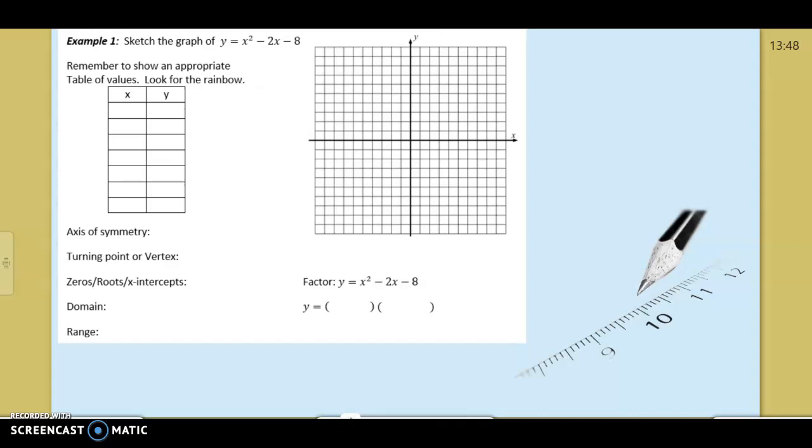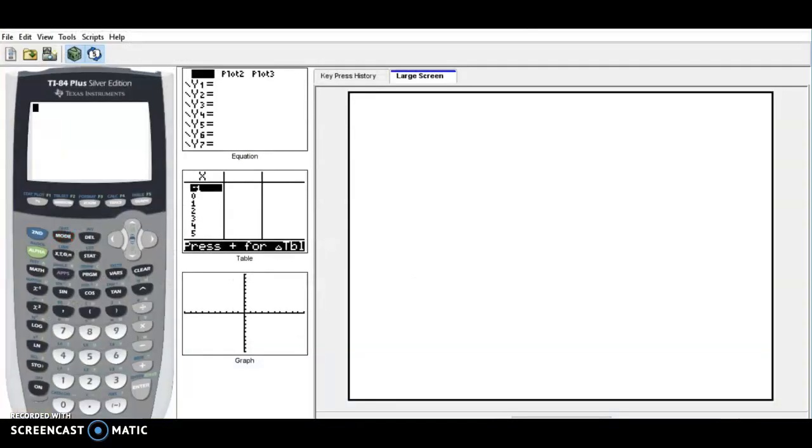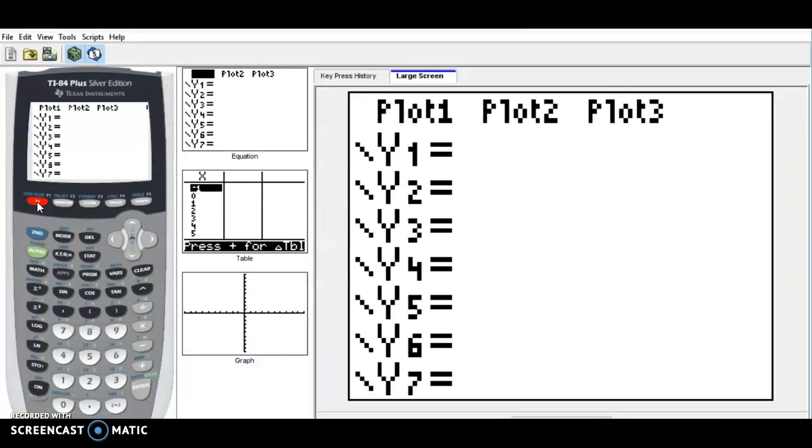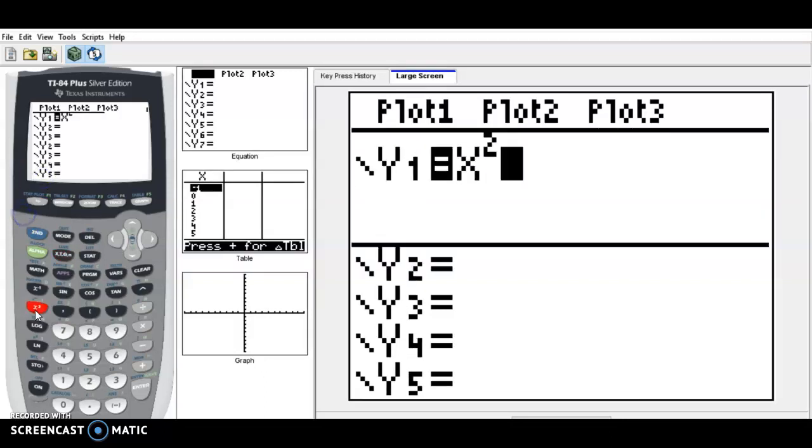Chat looks quiet, so let's get started. We want to sketch a graph of y equals x squared minus 2x minus 8. The biggest reason why this is new is because we have x to the second power, and we haven't graphed anything like that so far. So let's pull up the calculator and go to y equals, where we're going to enter the equation that we have. So hit the variable key, square it, and subtract 2, followed by x, and then minus 8.